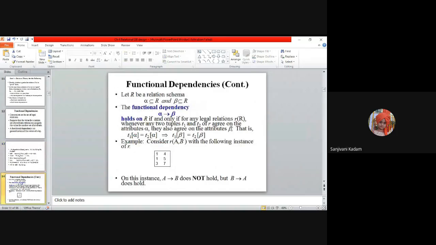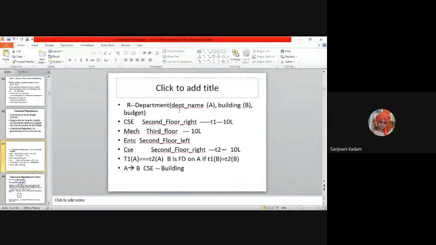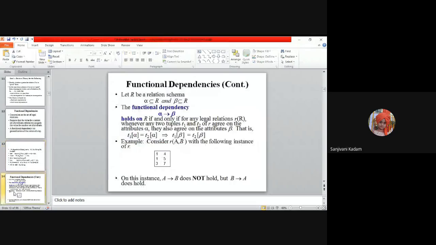Okay, so here let us see the functional dependency mathematically. Let R be a relation schema. Relation schema R is my complete relation. So alpha is a set of attributes and beta is also a set of attributes. So R contains all the attributes of my schema. In this case, if our department relation is there, then these three attributes form my R. This can be alpha, this can be beta or anything. So here alpha is a subset of R and beta is also a subset of R.